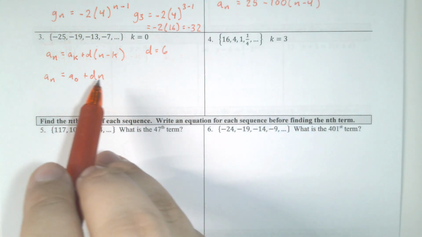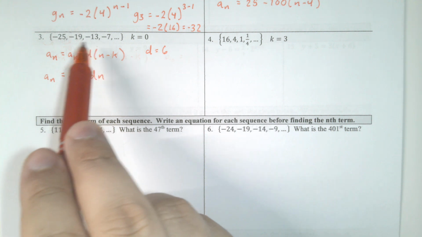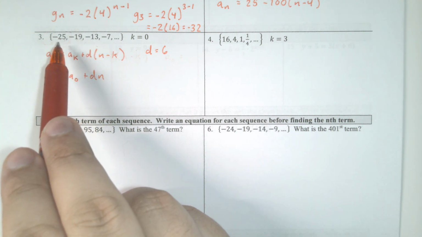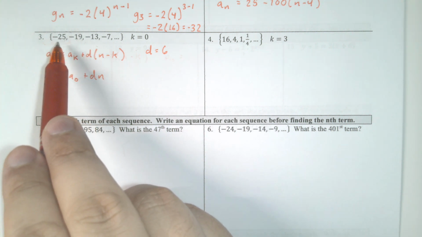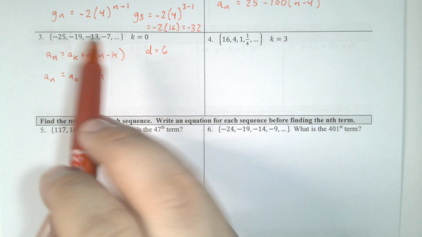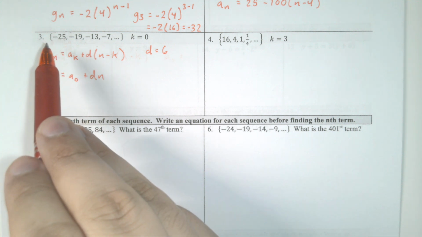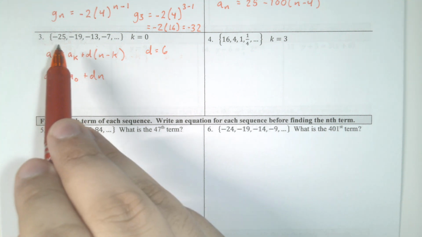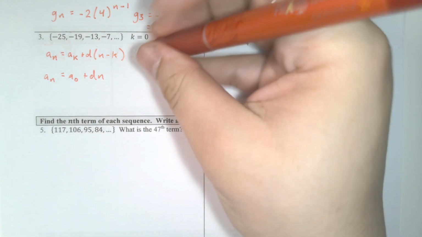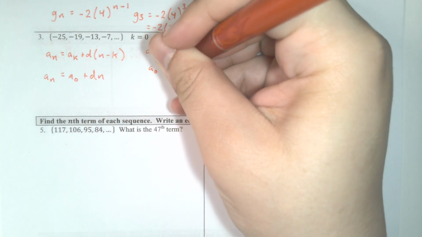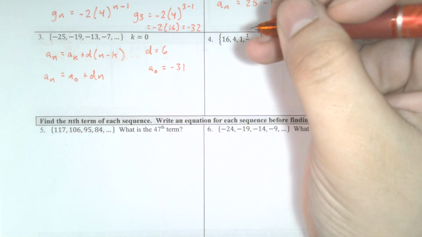But we don't have a sub 0 listed in this sequence. So what we're going to have to do is figure that out. And so we know that if we're adding 6 every time to get from one term to the next, then to work backwards, we need to subtract 6. So negative 25 minus 6 is going to give us that a sub 0 is equal to negative 31.